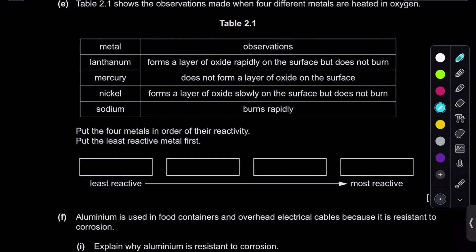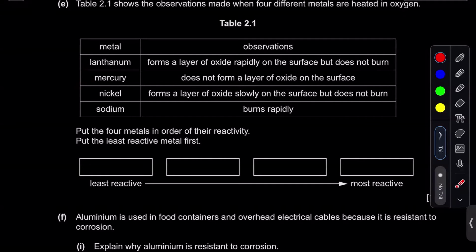This shows the observation made when 4 different metals are heated in oxygen. Okay. Lanthanum forms a layer of oxide rapidly, so it's pretty reactive, but does not burn. Mercury does not form a layer on the surface, so it's less reactive. So in दोनों के अंदर mercury is not reacting much, and lanthanum is reacting. Forms a layer of oxide slowly. So far, this is more reactive, this is least reactive, this is in the middle.